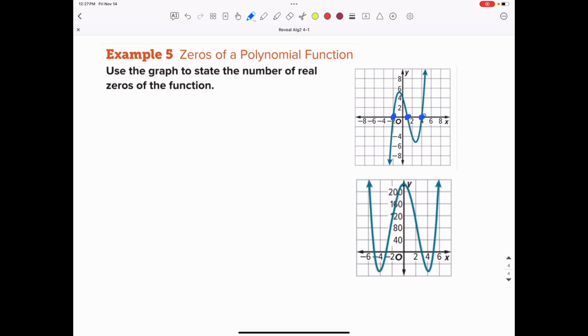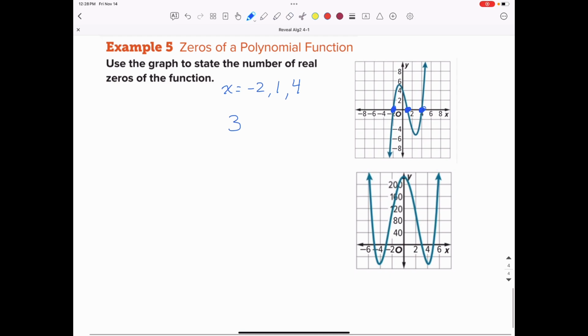So the zeros of the function, which would be the x values, would be negative 2. It looks like it's halfway between 0 and positive 2, so that would be a 1, and then positive 4. And then it also says we should state the number of real zeros of the function. So the number of places that it crosses the x-axis is 3. So x equals negative 2, 1, and 4 are the actual values of those real zeros. But since it crosses the x-axis in 3 places, it has 3 real zeros.